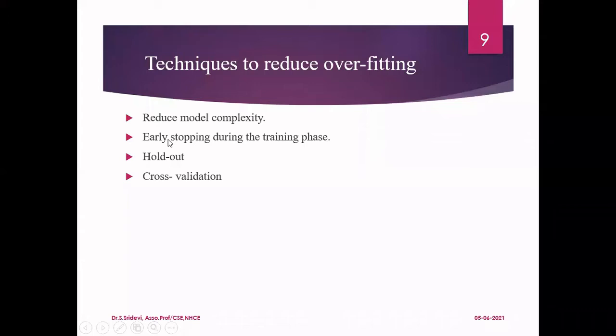So one way is to reduce the complexity of the model. And the second way, which we have seen in the decision tree, is you can go for early stopping and pruning the nodes. Early stopping during the training phase will also reduce the overfitting, because during training only the model is overfitting.